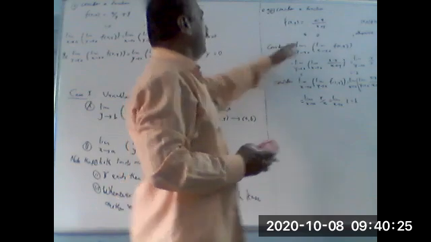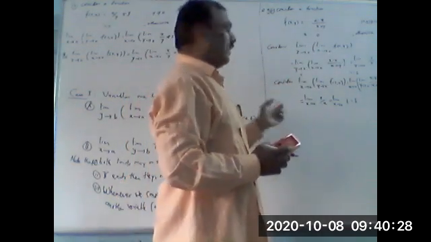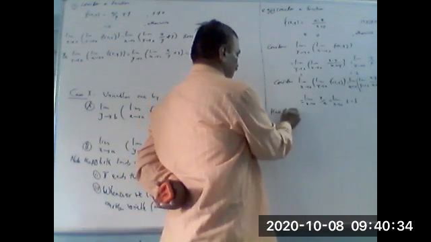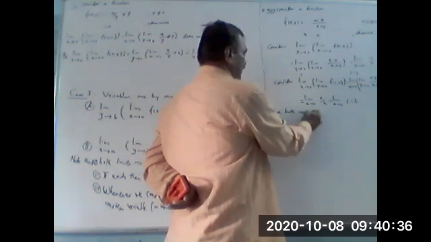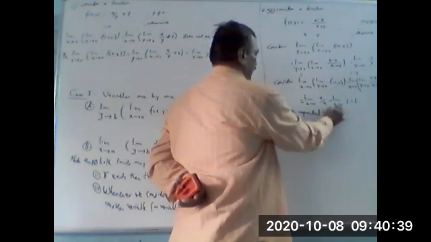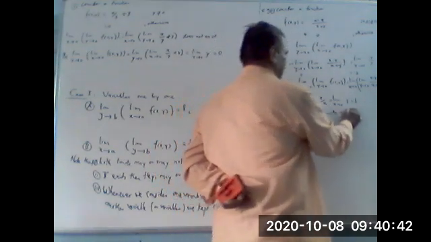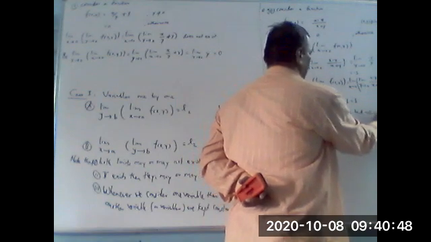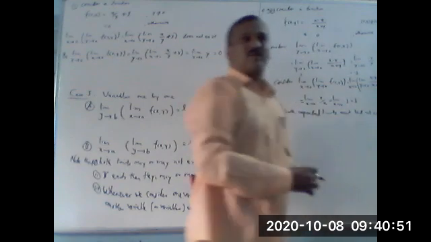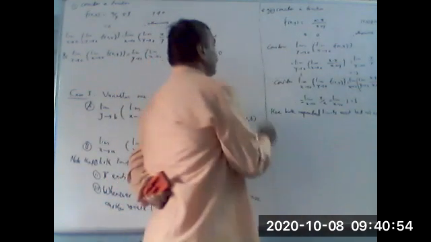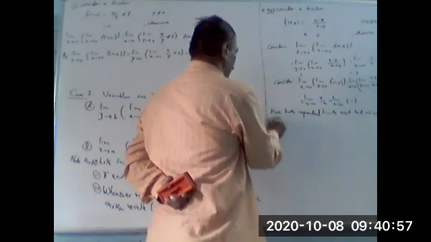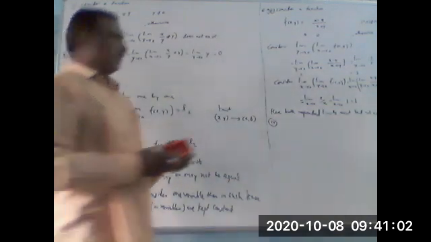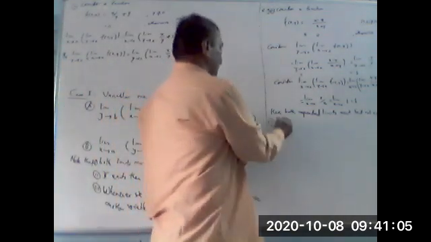Now here for this example, both repeated limits exist but are not equal. Now consider example number 4, where we have a function for which both repeated limits exist and are equal.